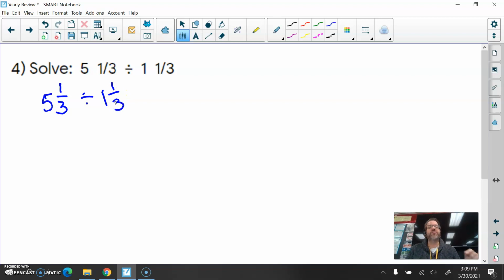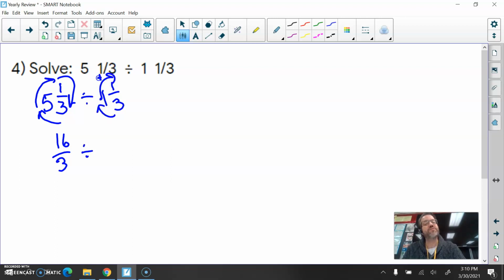Now I'm going to rewrite these as improper fractions by going around the horn. 3 times 5 is 15, plus 1 is 16. Put that over 3. Divided by, same thing here, 3 times 1 is 3, plus 1 is 4, over 3.